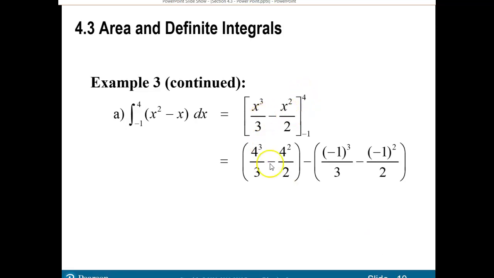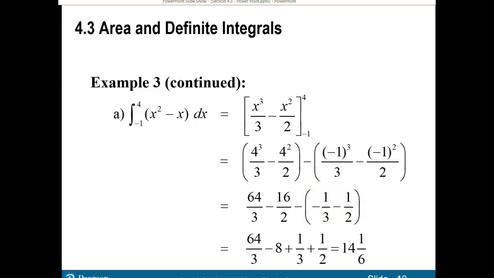So then the top number is b. We plug that in first. 4 cubed over 3 minus 4 squared over 2, minus. Then we plug the bottom number in. -1 cubed over 3 minus -1 squared over 2. So this is 64 thirds minus 16 over 2, minus, this is -1/3 minus 1/2. So 64 thirds, this is 8 minus 8, distributing the negative, plus 1/3 plus 1/2, all adds up to 14 1/6.